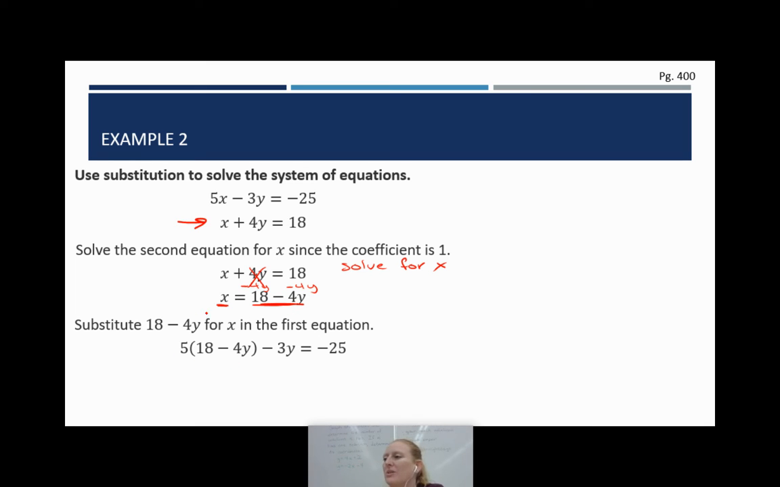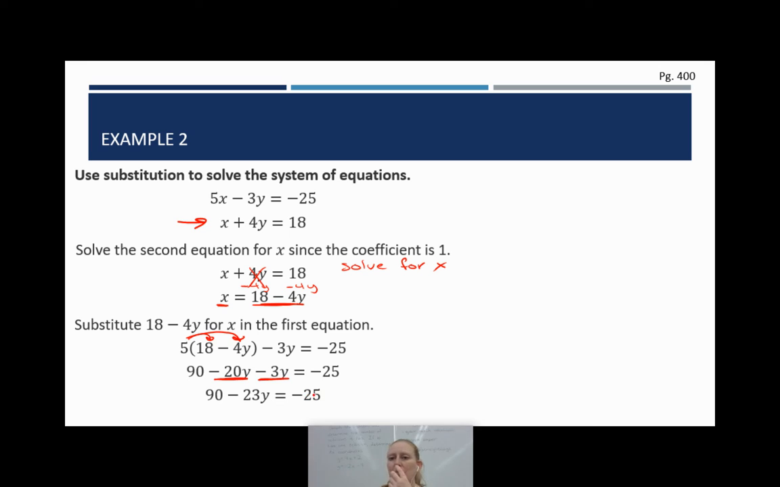And now you totally know what to do, right? We need to distribute. Oh my gosh, and this is why I have my calculator. 5 times 18 is 90, and 5 times negative 4y is negative 20y. Now I have my like terms, so negative 20y minus 3y gives me negative 23y. So I have 90 minus 23y equals negative 25.